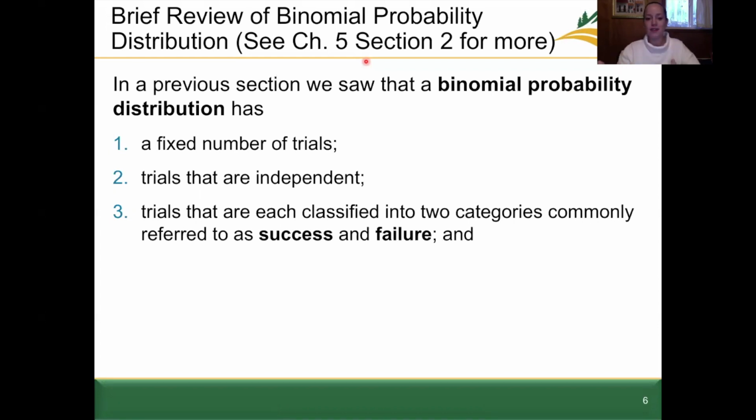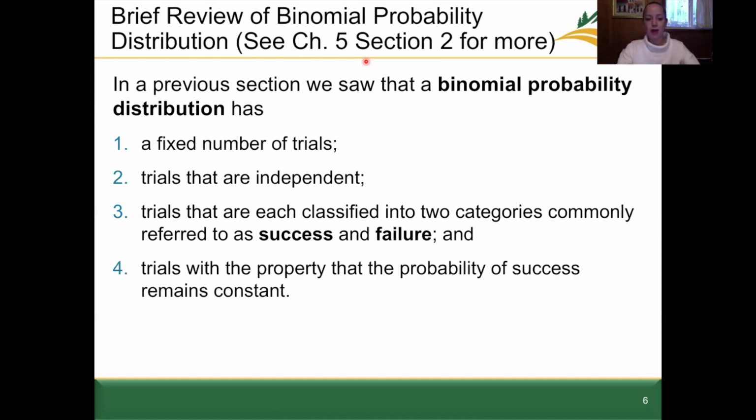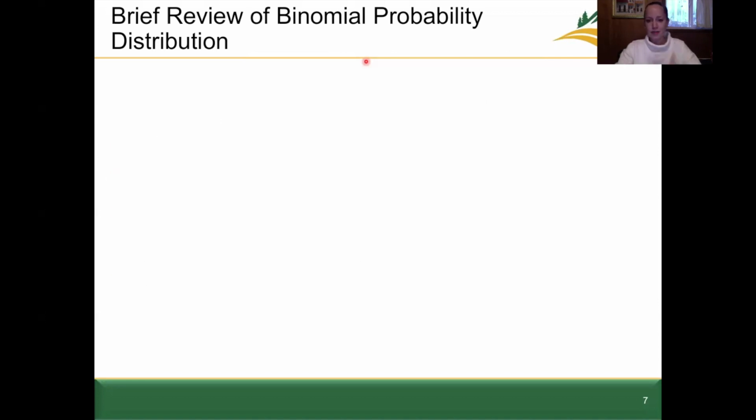Those 2 categories are known as a success or a failure. So our outcomes can only be either a success or a failure. It's only one of 2 options, so that's why we have a binomial distribution. And then lastly, trials with the property that the probability of success remains constant. So again, we have some probability of success in one trial. That probability of success 100 trials later is not changed. It remains the same.